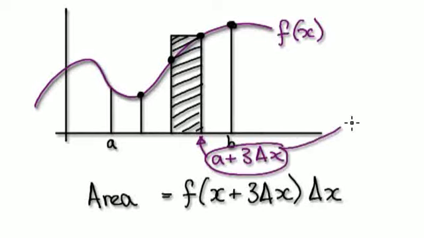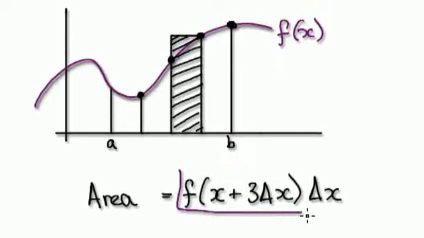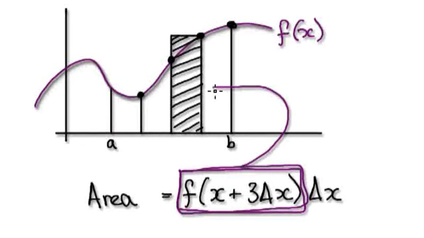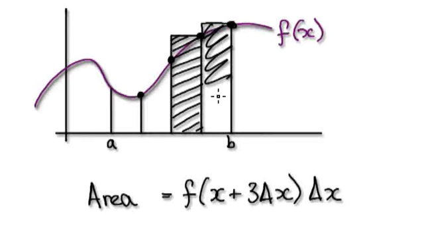So now put this into the original function here. That would then allow us to jump straight to the height here. Okay, so when you put a plus 3 delta x into the function here, that would then give you this. So this here is really the height. Okay, so now you've got the height, you need to times by the width, which is delta x. So the area of this rectangle here is given by this. Okay, now we need to consider the last rectangle here.